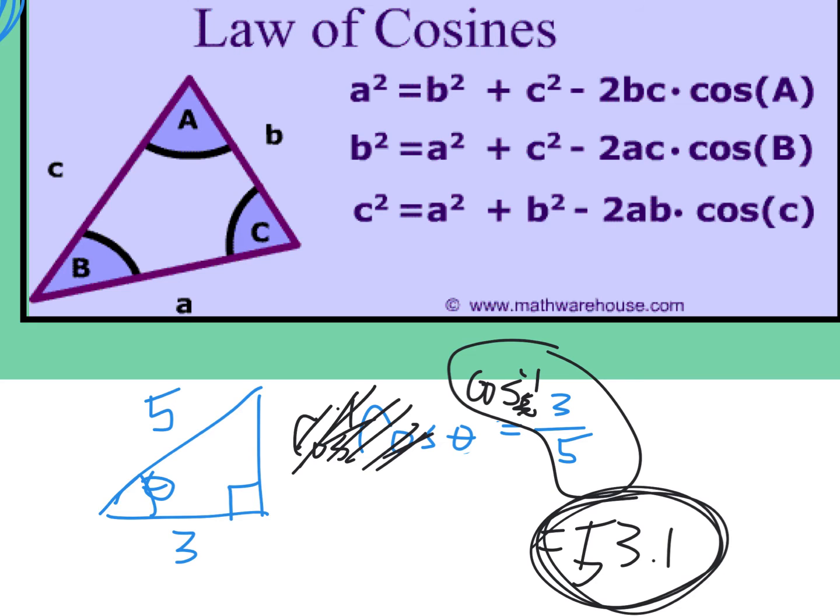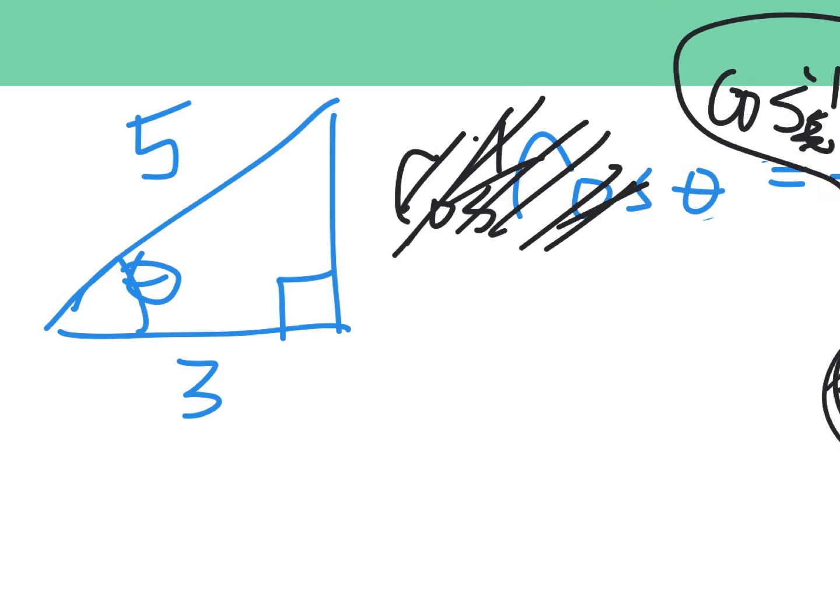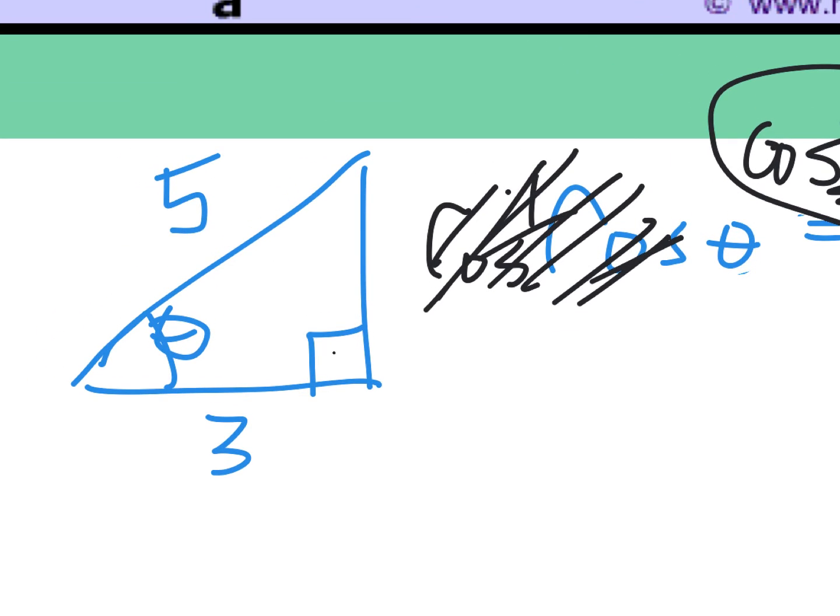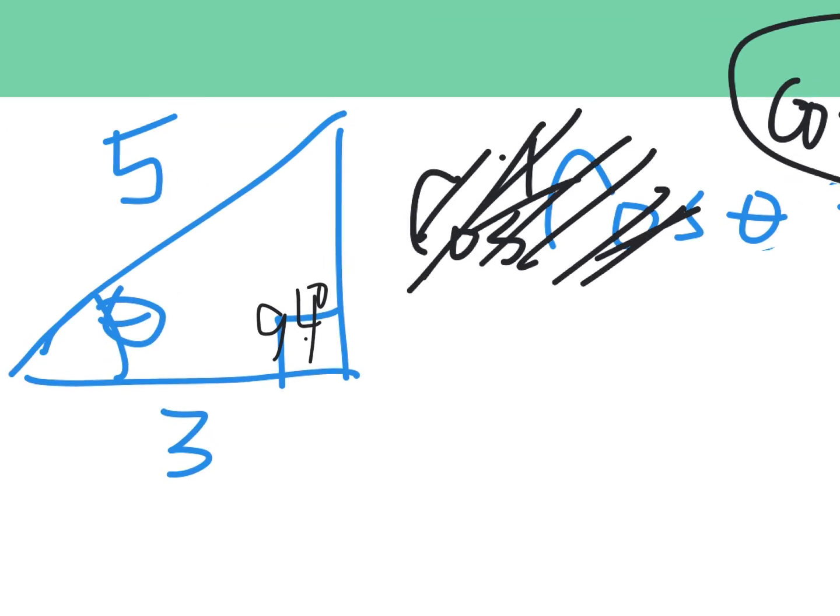Okay, good. Now, how would this be different if this wasn't a right triangle? Then you couldn't use cosine. This only works if it's a right triangle. So what could you use? What if I said this is not a 90? This is like a 94 degree angle. Now how big is the angle? Figure it out.